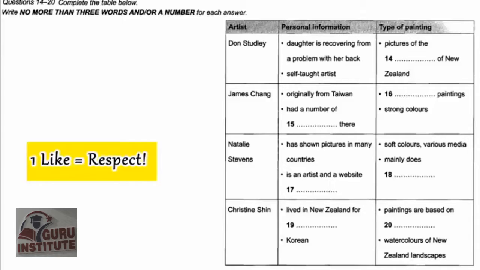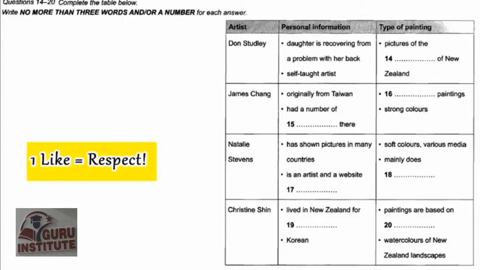Natalie Stevens was born in New Zealand, but has exhibited in China, Australia, and Spain. As well as being an artist, she's a website designer. She believes art should be universal, and her paintings use soft colours and a mixture of media. Most of her pictures are portraits, so watch out, some of them may even be friends of yours.